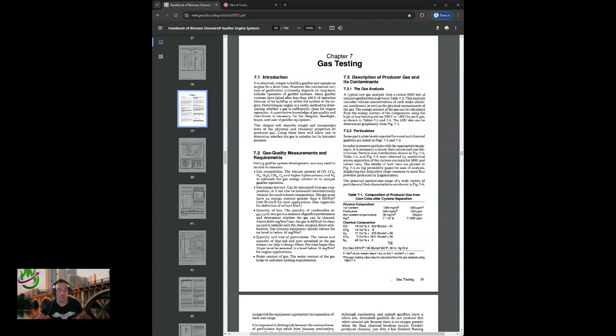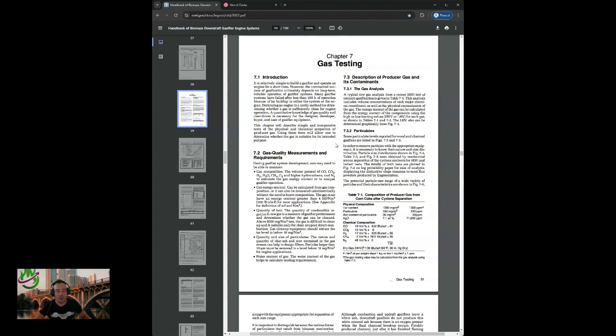Destroying an engine is a costly method for determining whether a gas is sufficiently clean in engine operation. A quantitative knowledge of gas quality and cleanliness is necessary for the designer, developer, buyer, and user of the gasifier equipment. This chapter will describe simple and inexpensive tests of the physical and chemical properties of producer gas. Using these tests will allow one to determine whether the gas is suitable for its intended purposes.